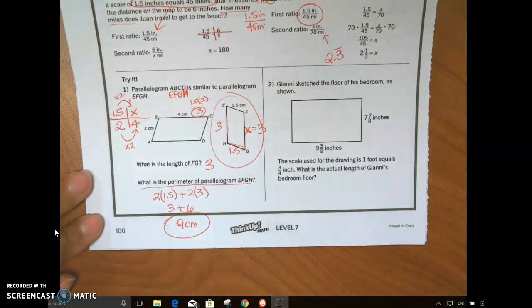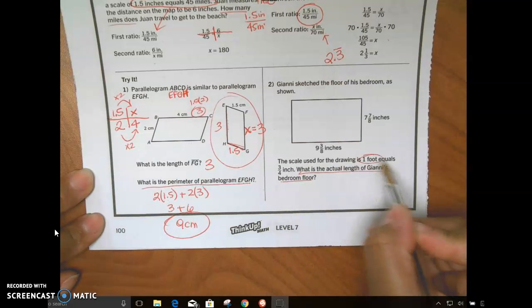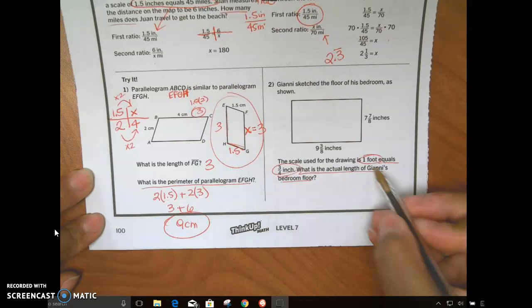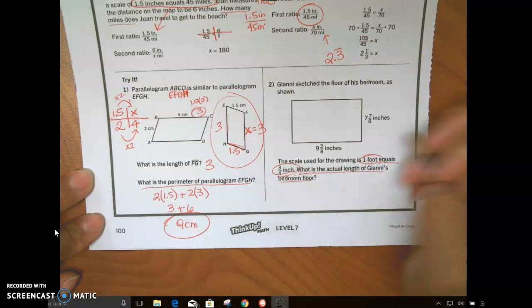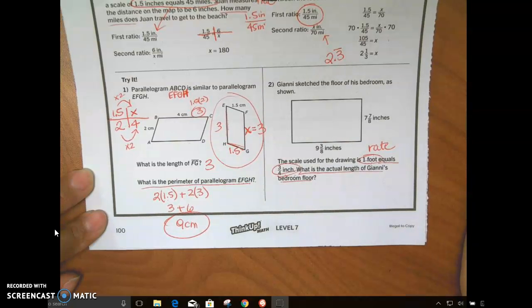Gianni sketched the floor of his bedroom as shown. The scale used for drawing is 1 foot equals 3/4 of an inch. What is the actual length of Gianni's bedroom floor? 1 foot equals 3/4 inch. What is this? A rate. Okay.